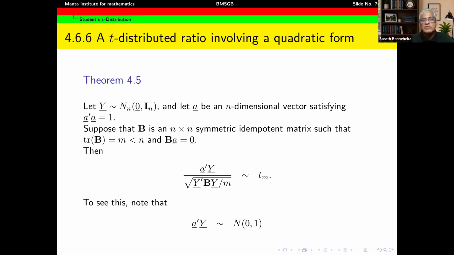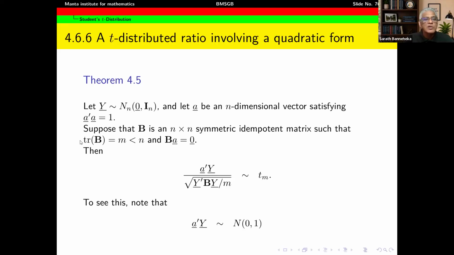B is a matrix, A is a vector, so you get a vector here. So that is vector 0. That means when you multiply B by A, we get all the values in the vector to be 0. So this is a particular assumption. And then under these conditions, if we look at this ratio, we can show that it has a T distribution with m degrees of freedom.